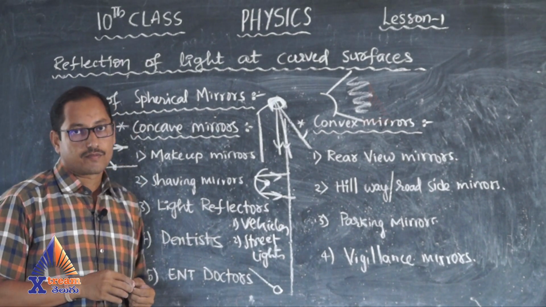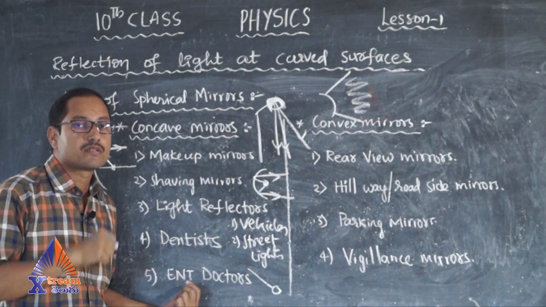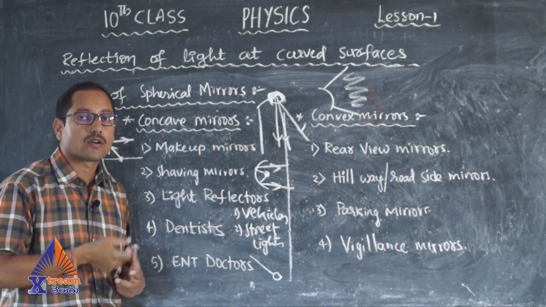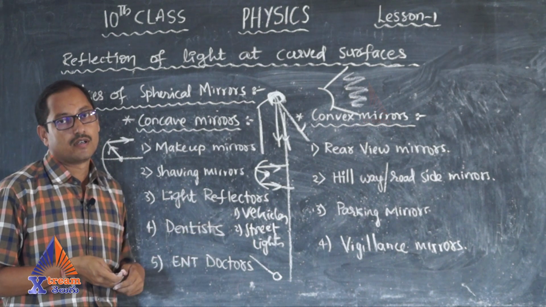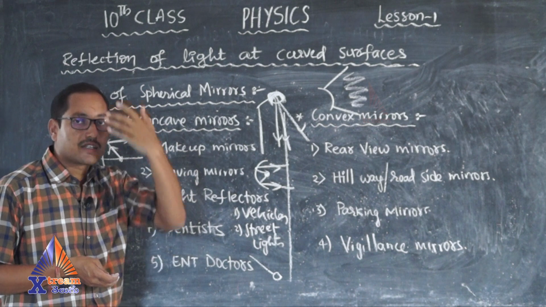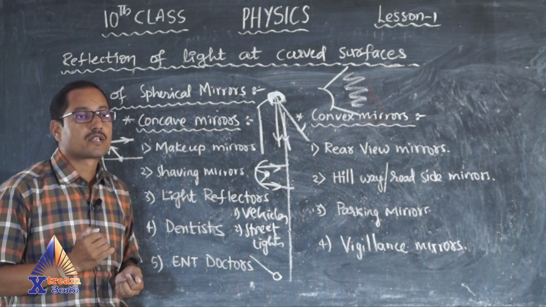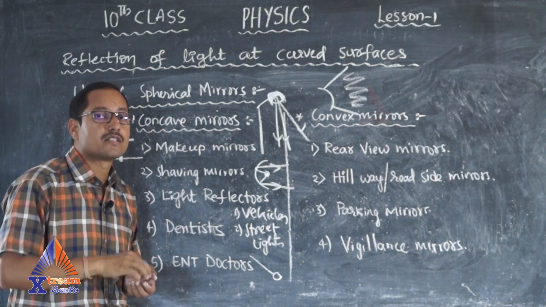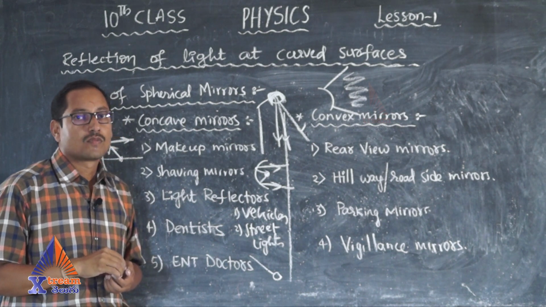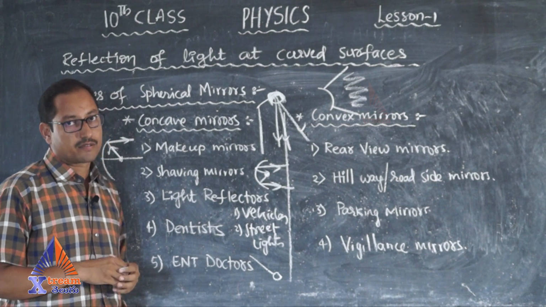ENT doctors. E for ear, N for nose, T for throat. Ear, nose, throat doctors will also use concave reflectors. They will be having a special cap or torchlight using which they will see deep into the nose or ear or throat. These are the applications of concave mirrors.